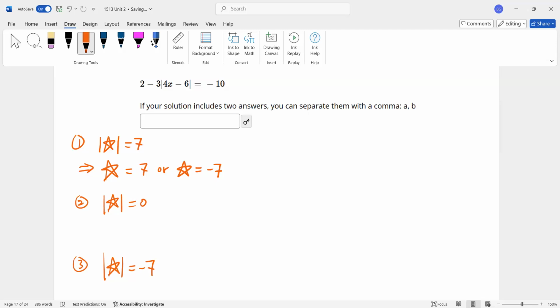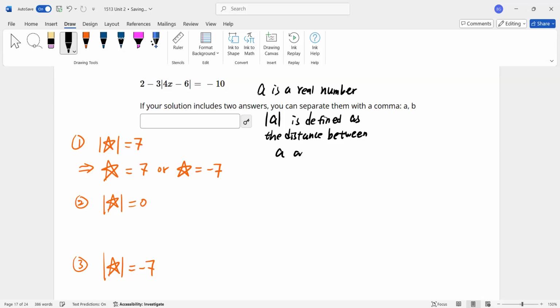Okay, in order to help you understand this, we are going to review the definition for absolute value, okay? Absolute value definition. Let's say A is a real number. Absolute value is only for real numbers. A is a real number. This notation represents the absolute value of A. It is defined as the distance between A and 0 on the real number line.